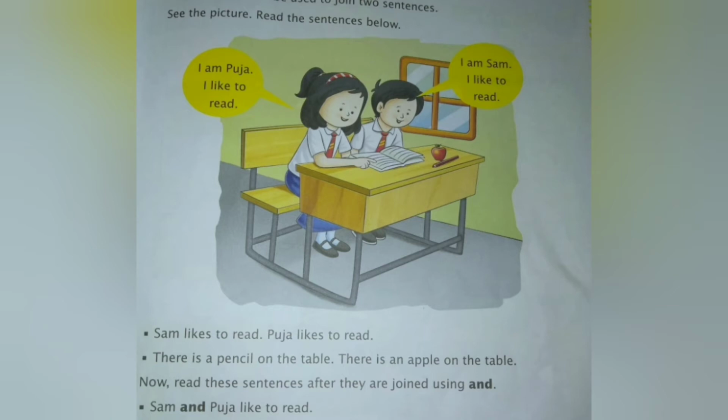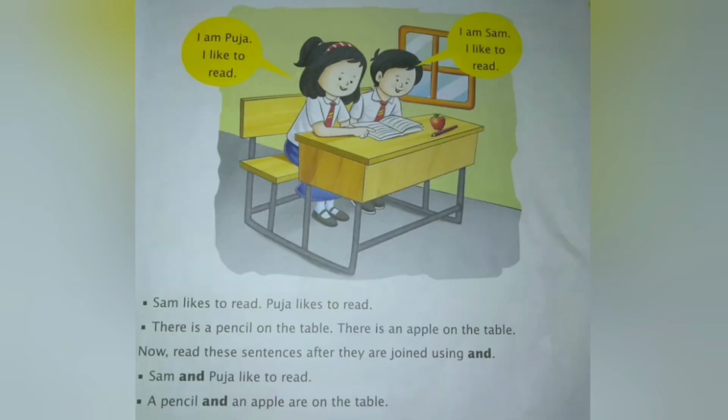But then book, how many books are there? Only one book. What's the spelling for book? B-O-O-K. So B is a vowel, isn't it? No, right. B is not a vowel. It's a consonant. We need not add an for that. So we are adding a. It's right. A pencil, a book. A pencil, comma, I have to write a comma. A book and an apple are on the table. A pencil, a book and an apple are on the table. Clear? This is how we are using a and an.